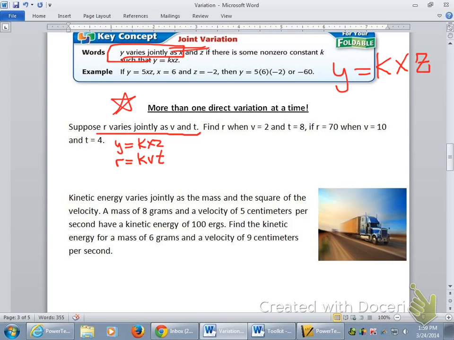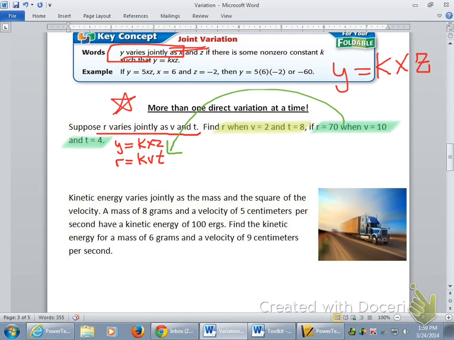So now I've got to read this part over here. This part does read a little bit funny. It says find r when v is 2 and t is 8 if, and then it tells me a different part. It tells me r equals 70 and t equals 4. Which one is giving you more information? The green one, right? The second one? That's the one you need to use first. Okay? So I need to start with the one that gives me the most information, and that's this one.